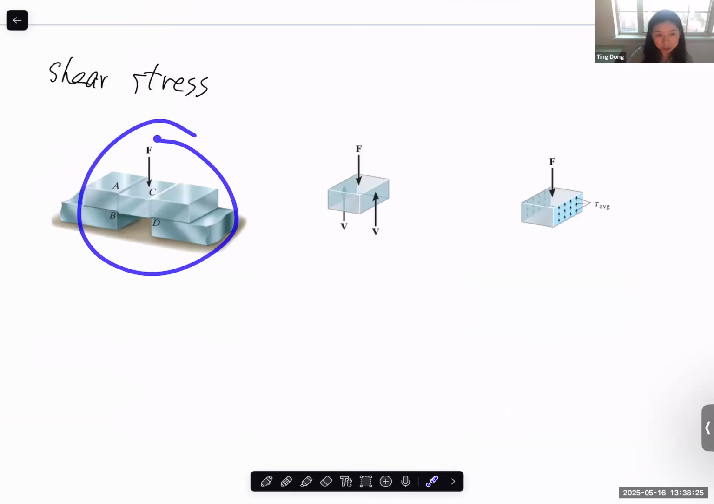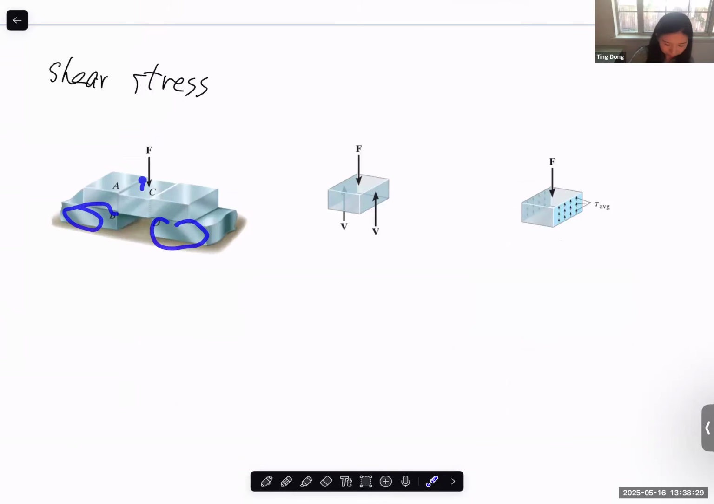Shear is this situation. Let's say I support this side and this side, and this center part is not supported, and they apply a transverse force on this unsupported section. It will generate shear stress at this surface and the opposite surface. So basically, you see the two surfaces with the tiny arrows on. The tiny arrow means the shear stress.